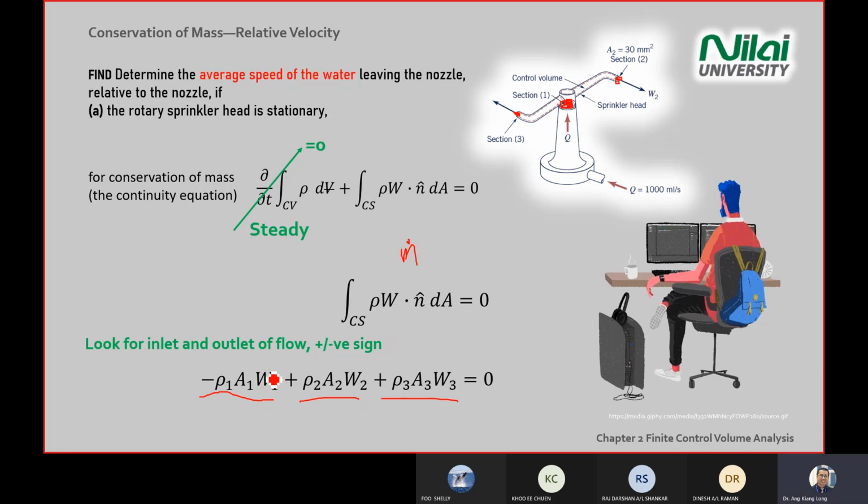We use W because we have a moving control volume. Plus rho A W2, referring to section 2. Rho A W3, referring to section 3. And by now, you should know why the first one is negative, why the second one positive, why the third one positive. Okay, take note on the notation.